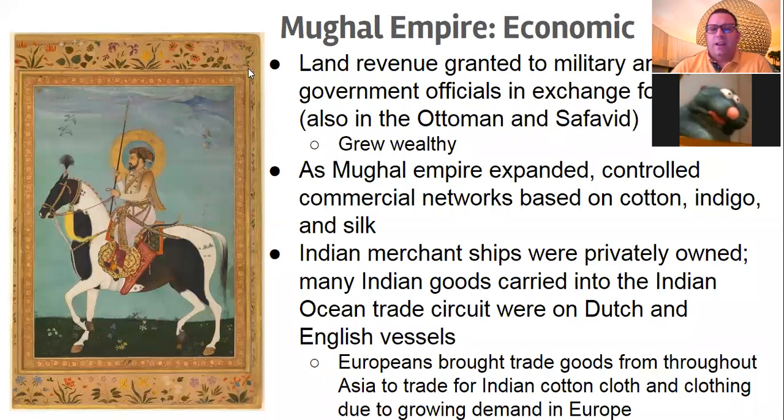He generates a lot of revenue with land in exchange for different services that are provided. They're going to be trading mostly cotton, indigo, and then once again, silk. Cotton is the biggie. Indian cotton is very, very renowned, similar to Egyptian cotton.